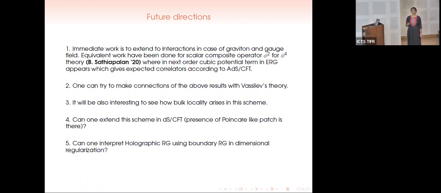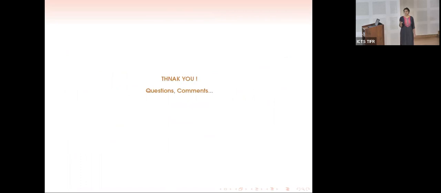And then another question is, can one extend the scheme to dS/CFT, because here also the presence of a Poincare-like patch is there. Another interesting question is that we are interpreting holographic RG using boundary RG. Can one, instead of exact RG, do something equivalent in dimensional regularization and find some interpretation of holographic RG? So that ends my talk. Thank you for listening.